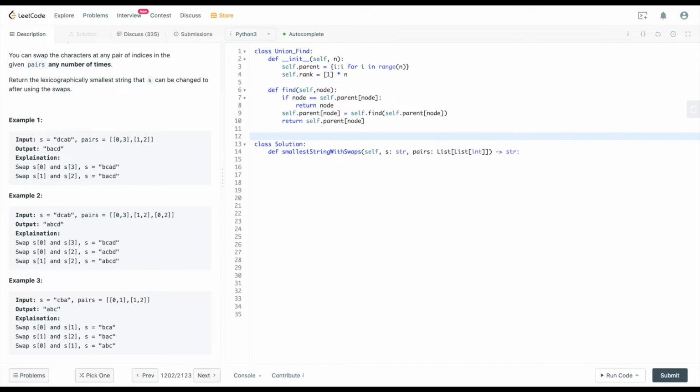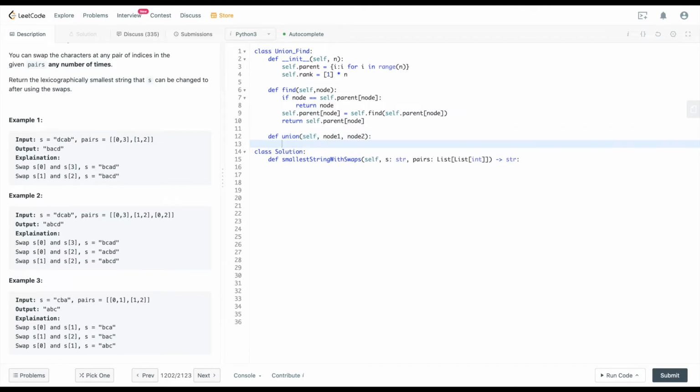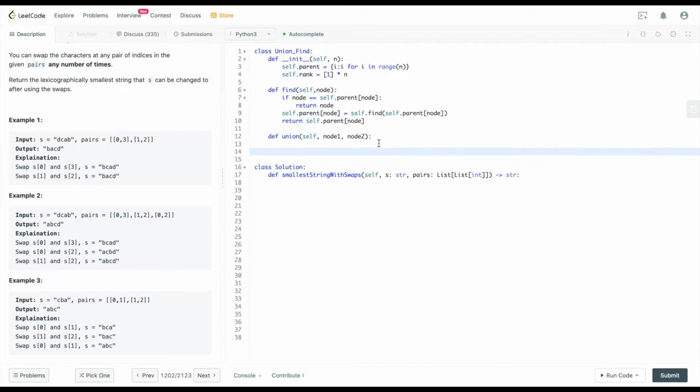Now I'm gonna write the union function. Union function is gonna take two nodes, node 1 and node 2, and unionize them together. Since we're using union by rank, we need to compare the rank. But before that, we should get the absolute root of node 1 and node 2 first. So self.find node 1 and then do the same for node 2.